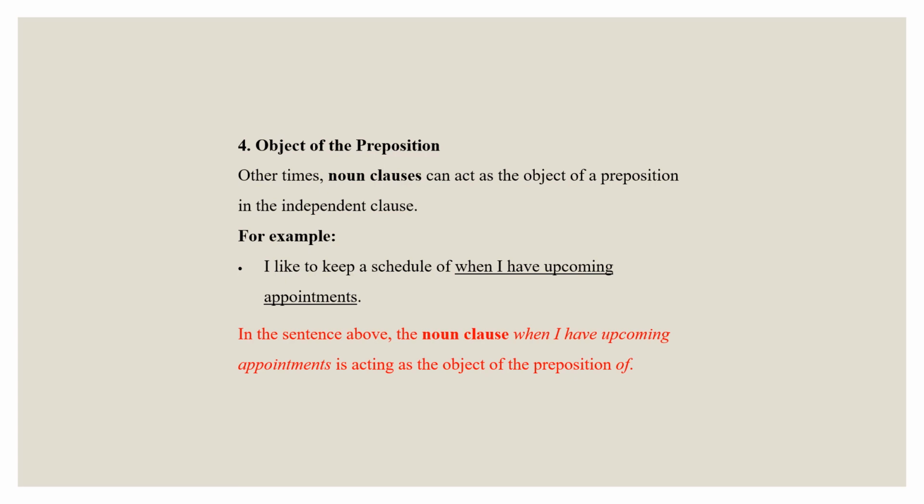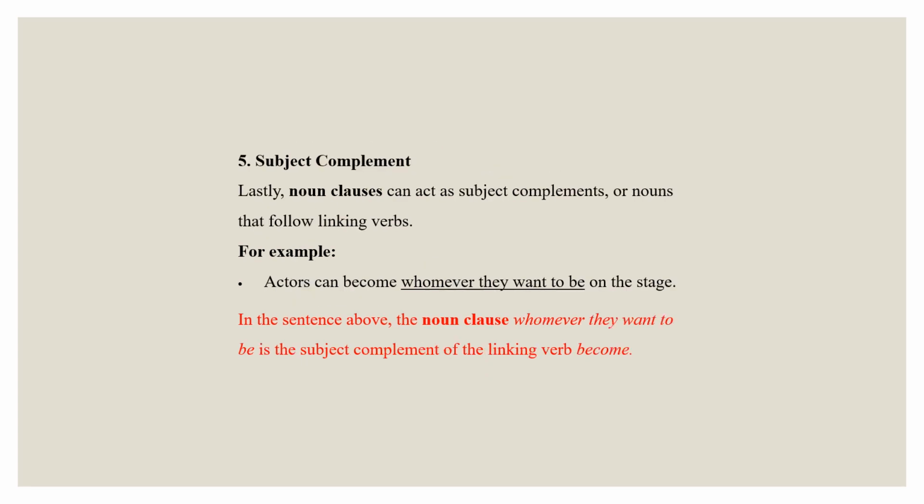Number 4. Object of the preposition. Other times, a noun clause can act as the object of a preposition in the independent clause. Example, "I like to keep a schedule of when I have upcoming appointments." In the sentence above, the noun clause "when I have upcoming appointments" is acting as the object of the preposition "of."